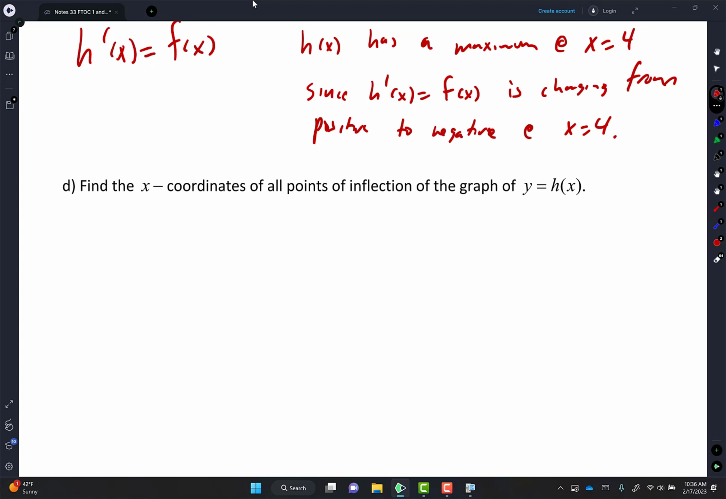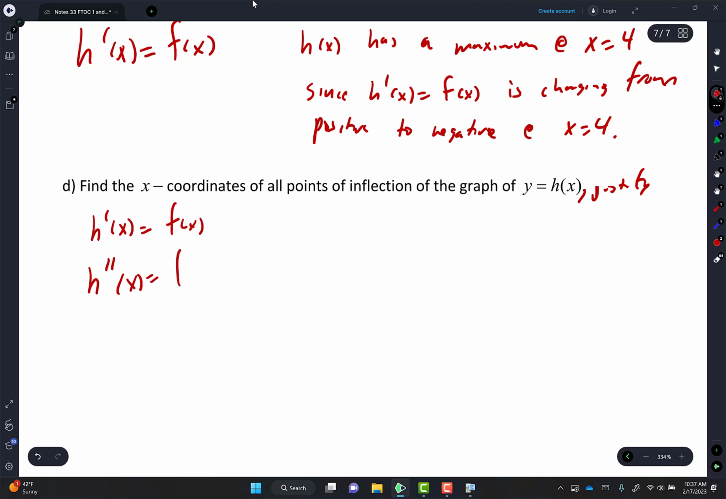Okay. Find the x-coordinate of all points of inflection on the graph of y equals h of x. Okay, here we go. And I should have put justify. So what do I know? I know that h prime of x equals f of x, right? I know that I am concave up when h prime prime is positive. Okay, so you can, if you want, write h prime prime of x equals f prime of x.